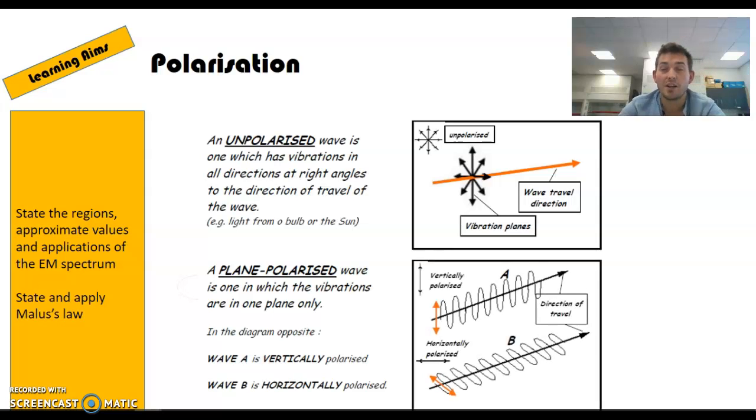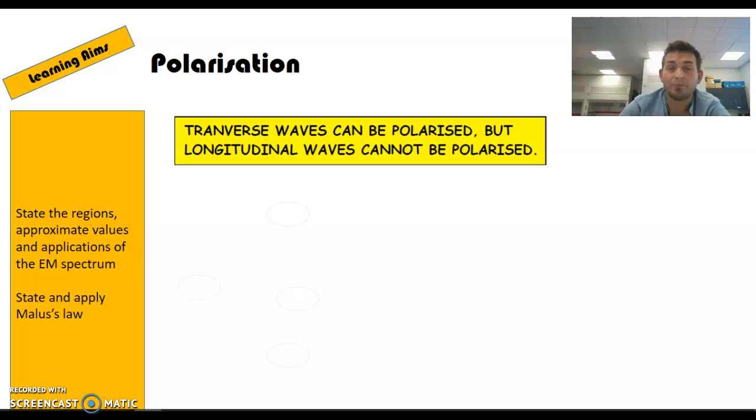A plane polarized wave is one that has its vibrations locked into one plane of oscillation, hence the term plane polarized. So wave A, just going up and down, is vertically plane polarized, and wave B, just going side to side, is horizontally plane polarized. They're both going in the same direction though.